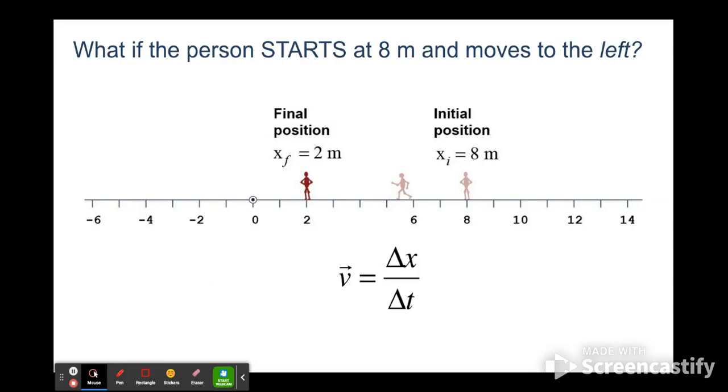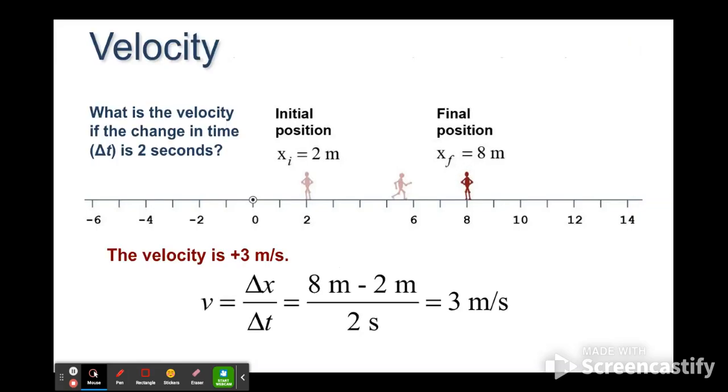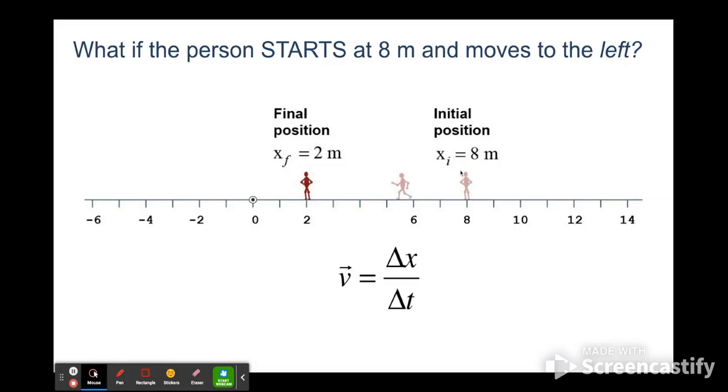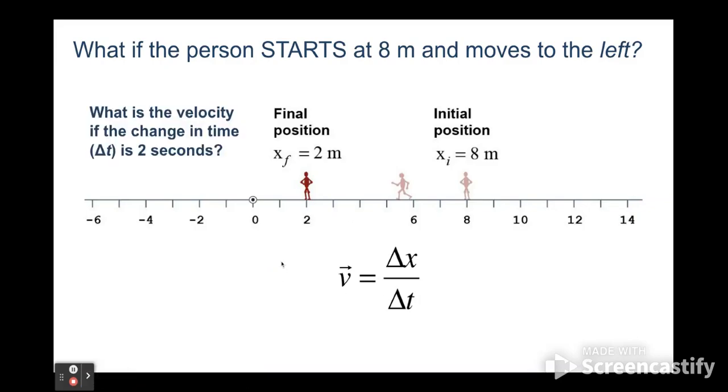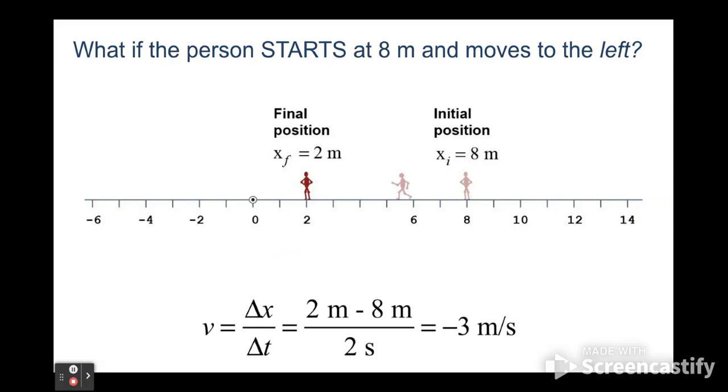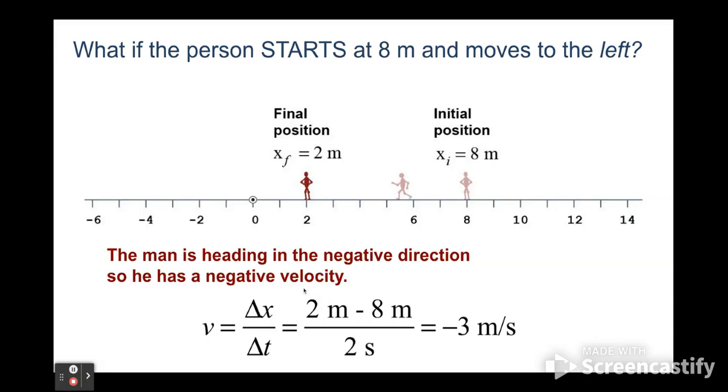On the other side of that, what if the person were to start at 8 meters? So now our initial position is different. Before we had the initial position at 2. This time the initial position is 8 meters, and that individual decides to walk in the negative direction. Remember, the negative has to do with direction. And they end up in their final position at 2 meters. Same 2 seconds. It's going to look a little bit different because I'm basically going to switch these values out.